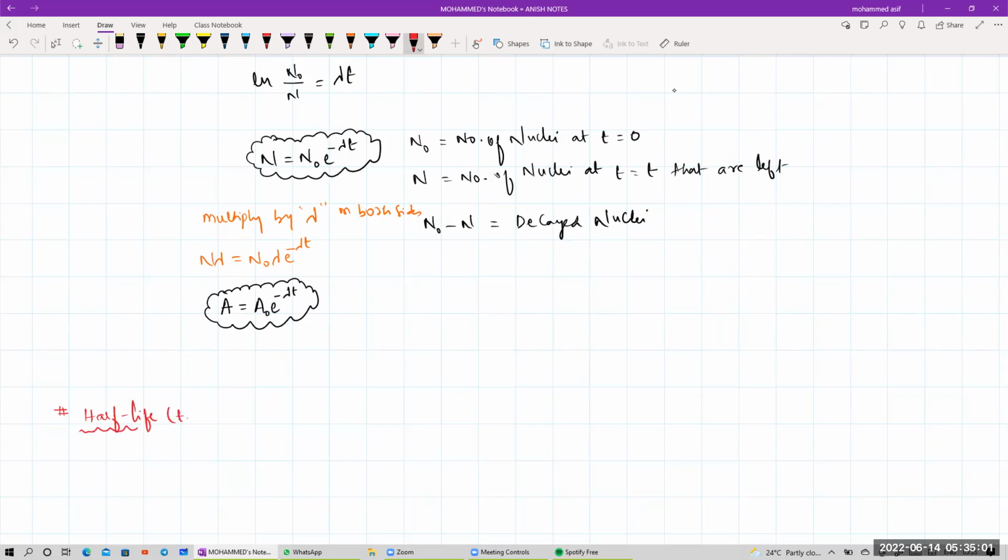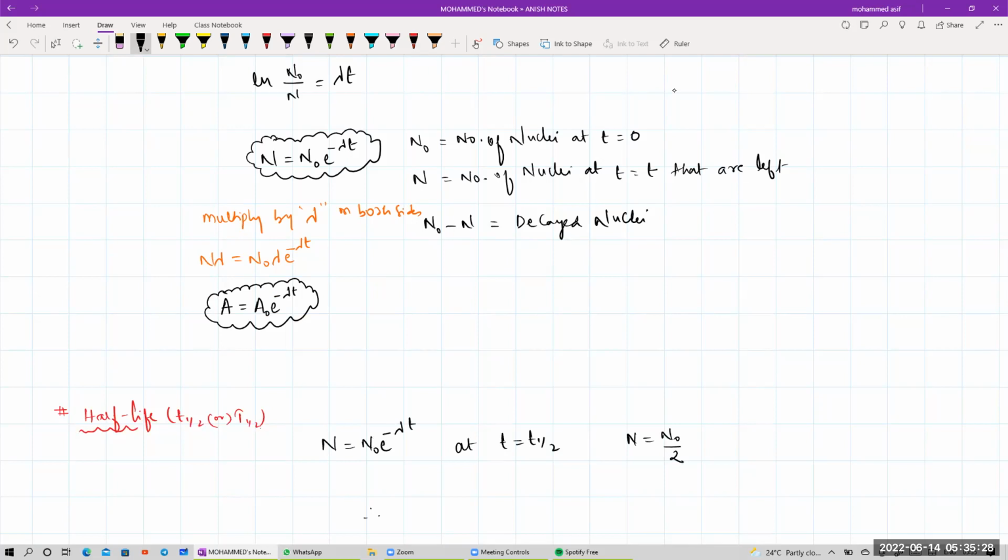Next one is about your half-life. The name itself is indicating the time, represented by T half or capital T half. The time at which the number of nuclei becomes exactly half is called the half-life. Like say we have N is equal to N naught exponential to the power of minus lambda into t. So at t is equal to T half, N value will become how much, beta? N value will become N naught by 2.